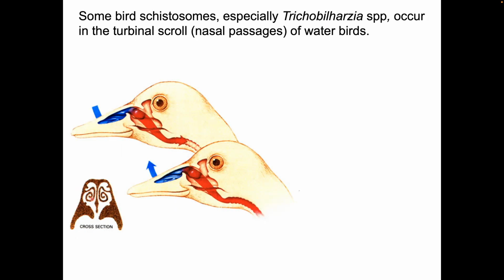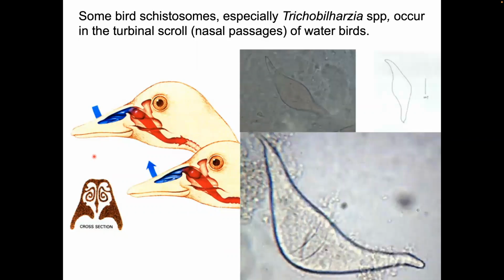And we assume that because ducks in particular often flush water through there, any eggs which are passed out through the epithelium of the nasal mucosa can be washed into the water, or possibly they're swallowed and come out in the feces. We don't really know. But these schistosomes are extremely common in water birds.